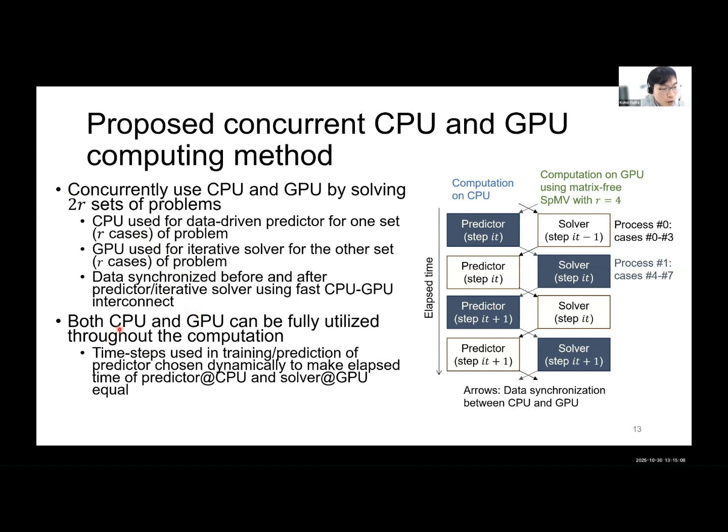And we can keep the CPU and GPU fully utilized throughout the computation by dynamically changing the number of time steps used in the predictor. I will explain the details of this in the later slides.